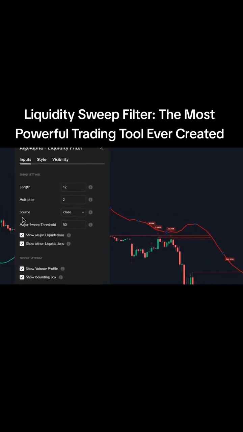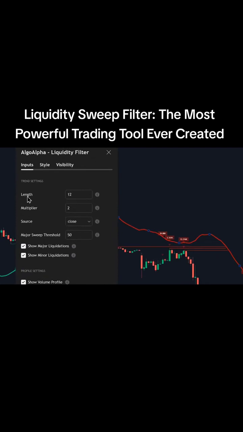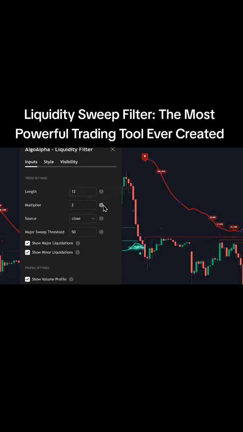Up at the top, you can see we have the length, which represents the number of periods used for trend calculations. A longer length creates a smoother and longer-term trend ribbon. A shorter length makes the trend ribbon more reactive to price changes. Next, we have the multiplier, which is the factor for the standard deviation calculation. Higher values create wider bands and make the indicator more resistant to noise. And then here we have the source, which determines the price data, such as close, high, or low, that is going to be used for trend filtering.